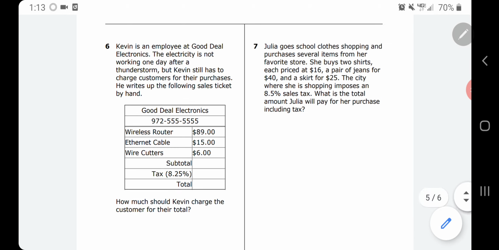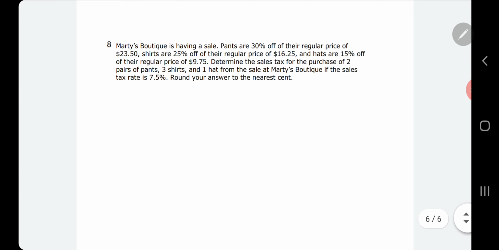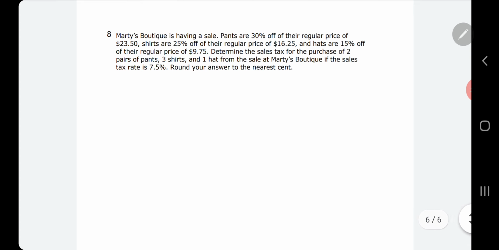All right, guys, last question. Mary's Boutique is having a sale. Pants are 30% off their regular price of $22.50. Shirts are 25% off of their regular price of $16.25. And hats are 50% off of their regular price of $9.35. Determine the sales tax for the purchase of 2 pairs of pants, 3 shirts, and 1 hat from the sale at Mary's Boutique if the sales tax rate is 7.5%. Round your answers to the nearest cent.